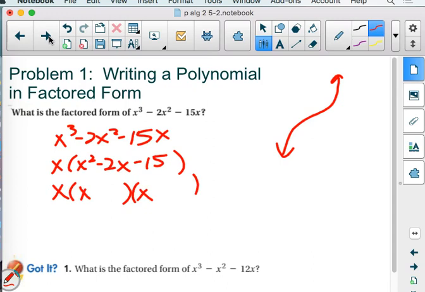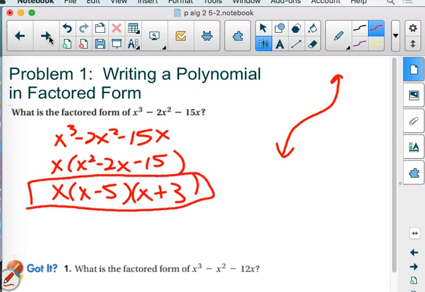Two numbers are multiplied to negative 15. Negative 2, negative 5, and positive 3. There it is. Well, now how does that help me with this graph? Because if we find the zeros, which I know this doesn't ask us to do, technically we would be done right here. The zeros are going to be at 0, 0, 5, 0, and negative 3, 0.